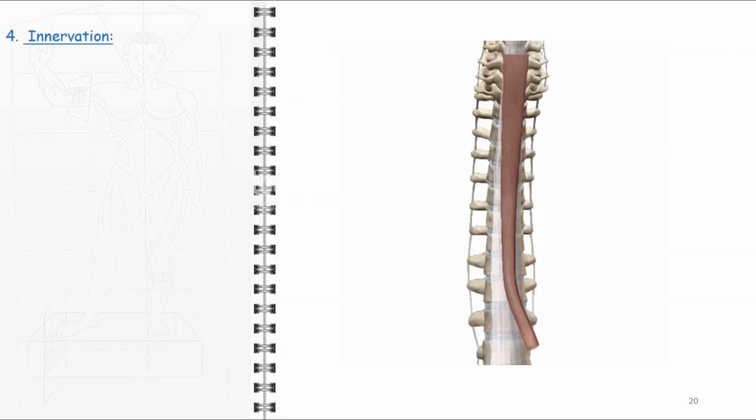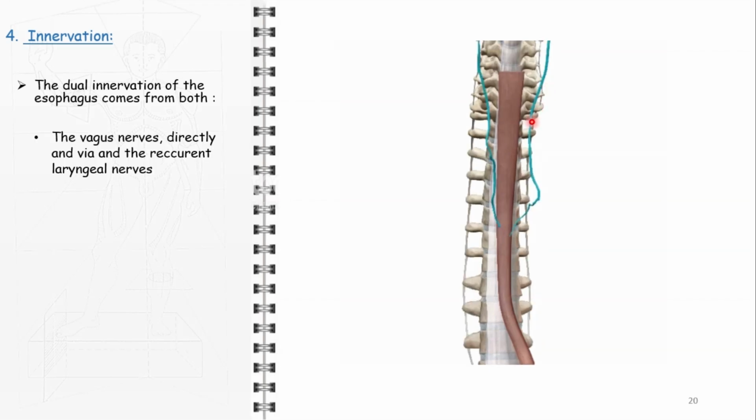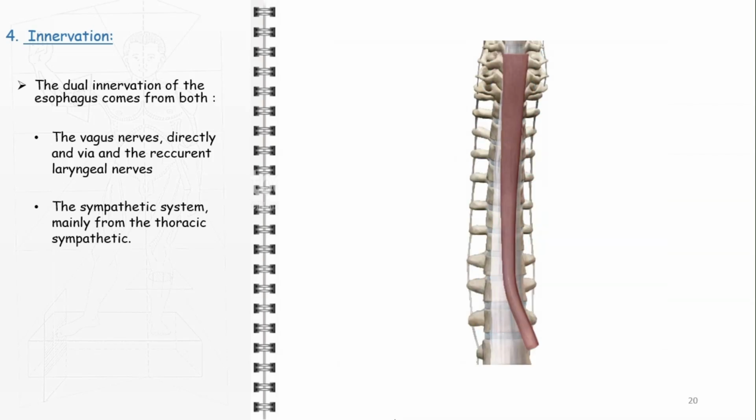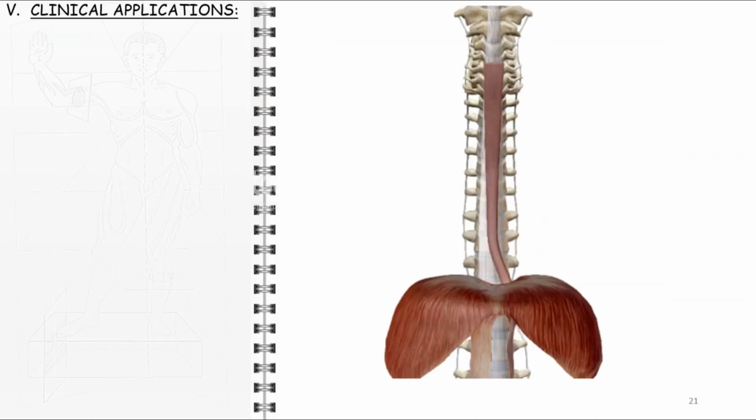Moving on to the innervation of the thoracic esophagus. The dual innervation from the sympathetic and parasympathetic systems comes from both the vagus nerves, directly and via the recurrent laryngeal nerves, and the sympathetic system, mainly from the thoracic sympathetic. With this in mind, we'll discuss now some key clinical applications by detailing esophageal cancer.